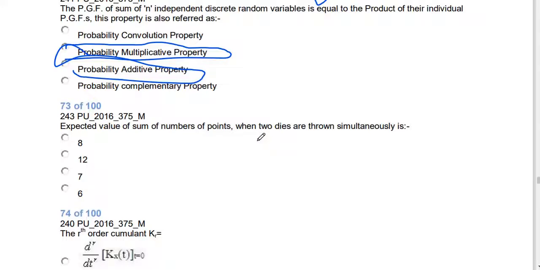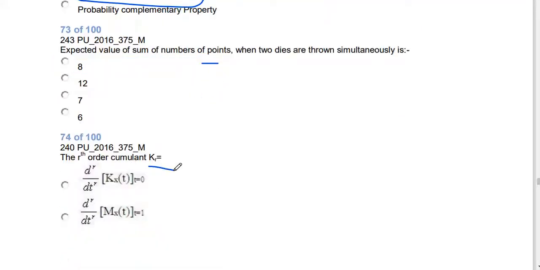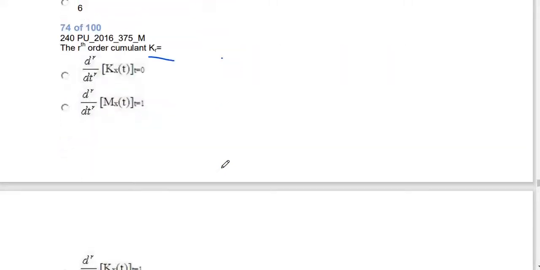Points. Two dice are thrown simultaneously. Expected number of the sum of the number of points. Okay, I'm not understanding. How can you find combinations? You can just take the log of mx of t.